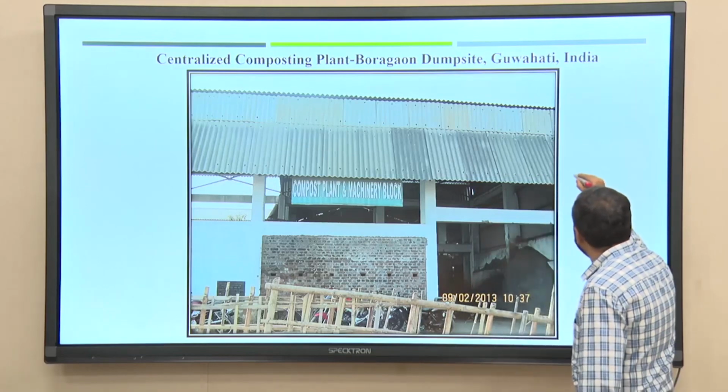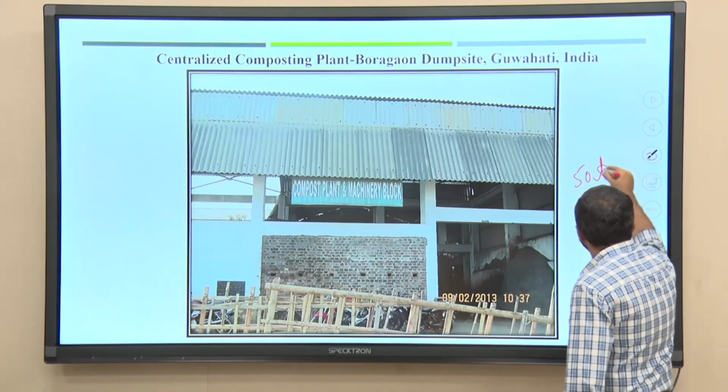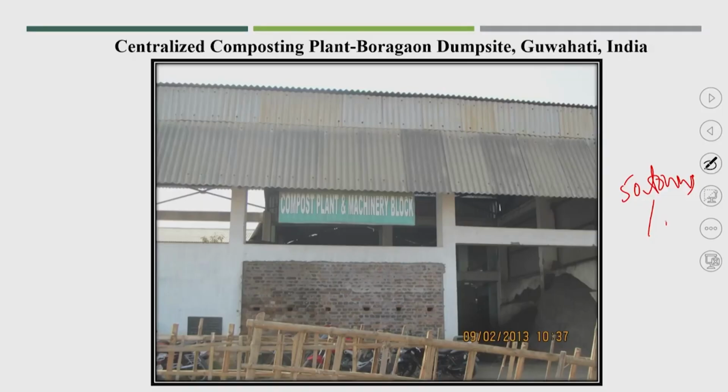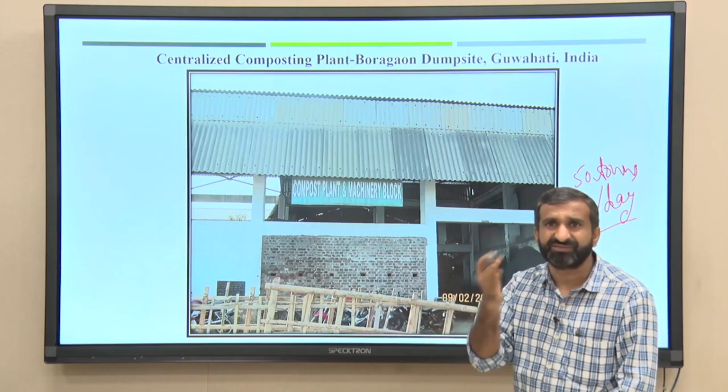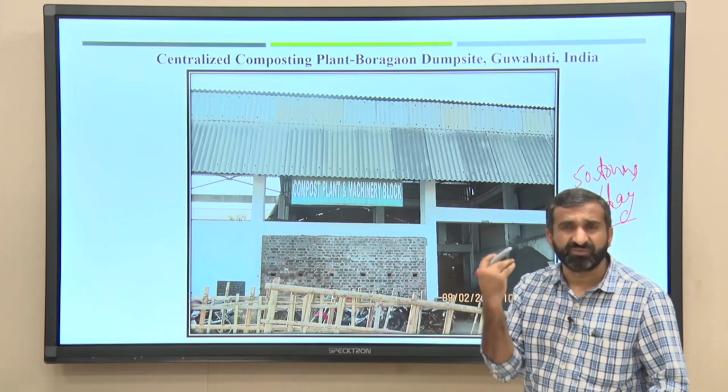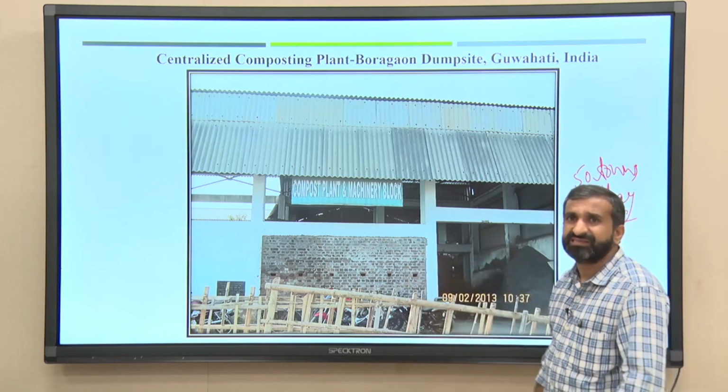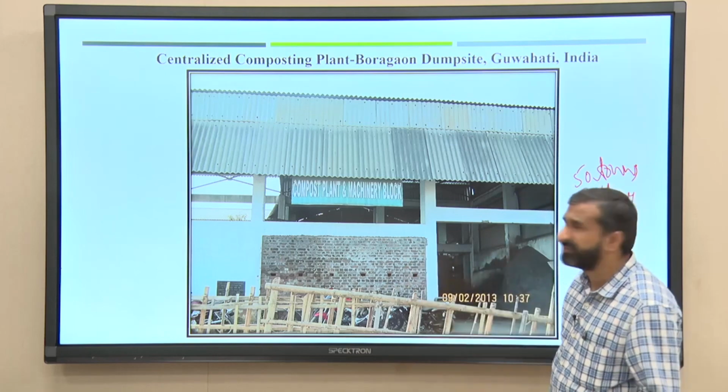So the capacity is 50 tons per day, okay, which I am going to explain. And a similar kind of facility you can find elsewhere in India. There are a number of cities that have come up with this kind of mechanical composting facility.